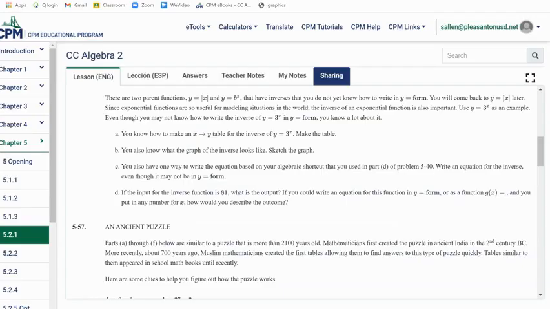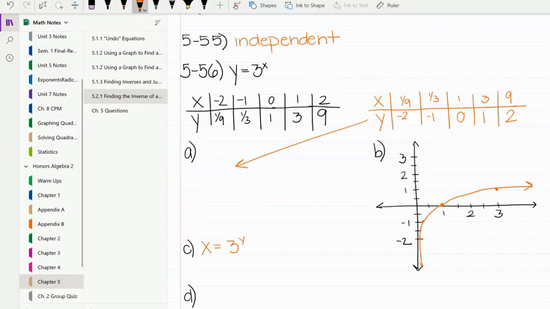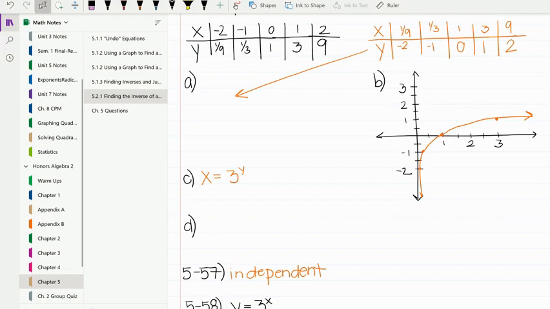All right, and then for part D, it says if the input for the inverse function is 81, what is the output? So let's go ahead and look at it. So if the input for the inverse function is 81, what is the output? So it's saying 3 to the what power, essentially, right? 3 to the what power is equal to 81, because technically x is always our input, y is our output. So in this case, we can just use reasoning. 3 to the 4th power is going to be 81. So it's the exponent you raise 3 to get 81.